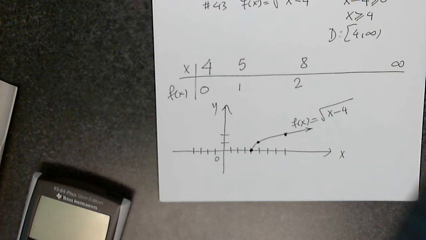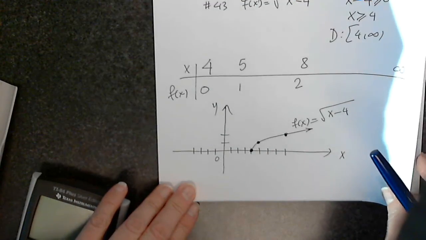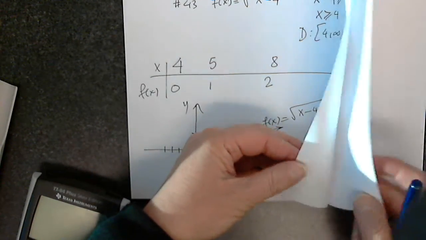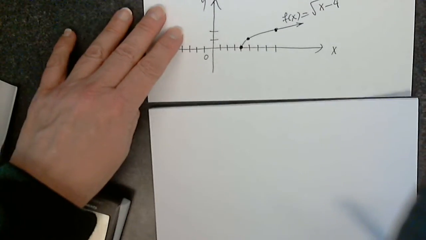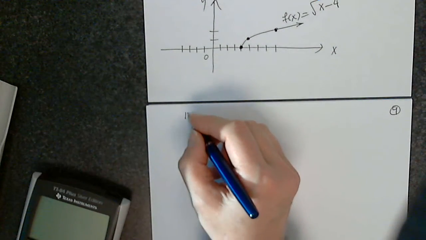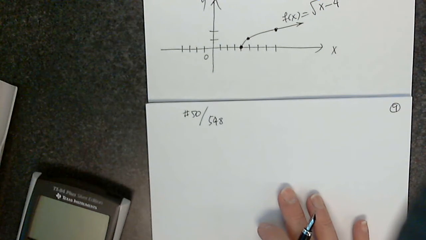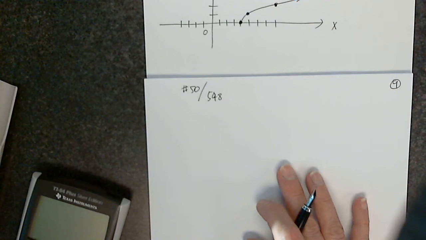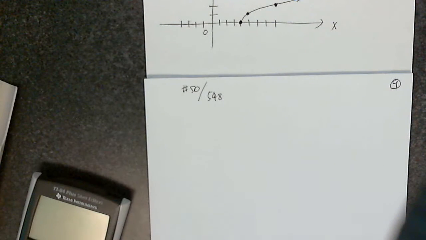Ready? Problem 50. Last one, and then we move on to chapter 4. On page 548. The surface area of a sphere varies directly as the square of its radius. The surface area varies directly as the square of the radius.